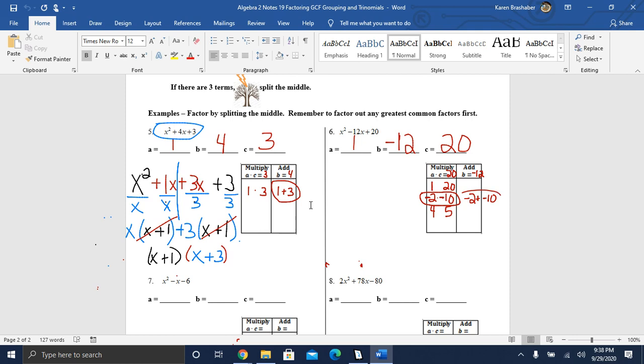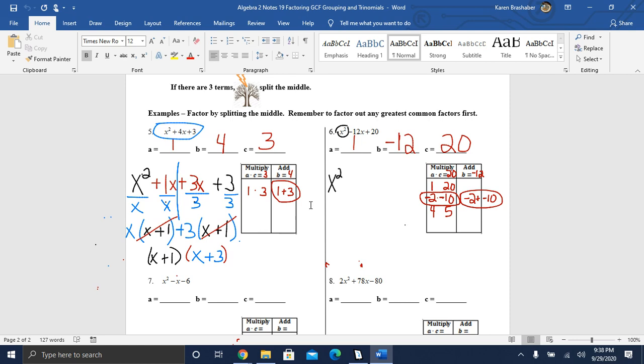So this is my pair that works, and I'll just need to put an x with each of them when I write down my next step. So I'm going to use x to the second power from my original problem.